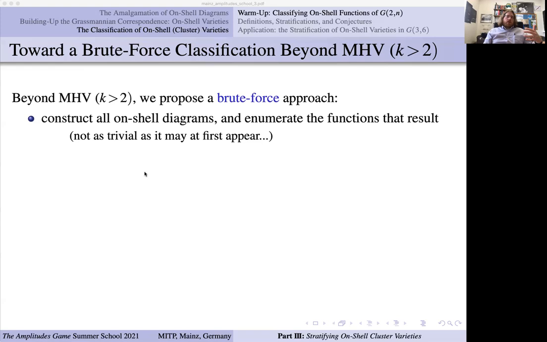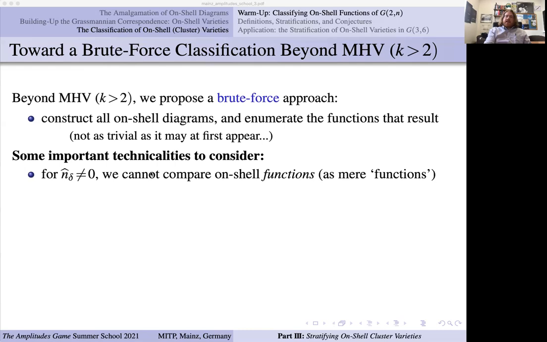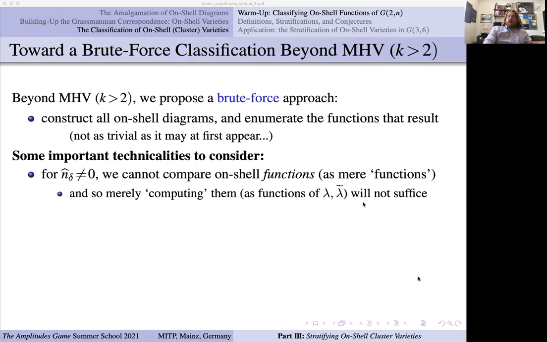Okay, now for every one of those diagrams, you still have to answer a question, which is how many of them are the same? And that is actually a real interesting subtlety. Because in the case of MHV, where we had n hat delta equals zero, so this whole Grassmannian was just a way of saying lambda, all we needed to do to see that two functions were different was just to evaluate them for some values of lambda. However, when you have some internal degrees of freedom available to you, the comparison is now between differential forms. And it's a much harder question to ask, does there exist a diffeomorphism of these coordinates into those coordinates? This is a very non-constructive, difficult problem to solve. So merely computing them as functions does not at all suffice to answer the question.